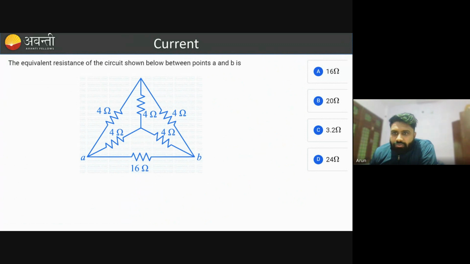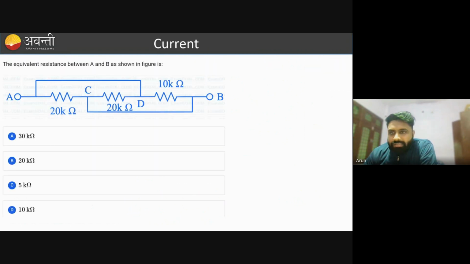Now try to solve this question. Or I will discuss this question after the discussion of Wheatstone bridge, because this question is simple from Wheatstone bridge. Okay, so I will discuss it later. Meanwhile, you can solve it. Now, look at this question. This is a very important and conceptual question also.